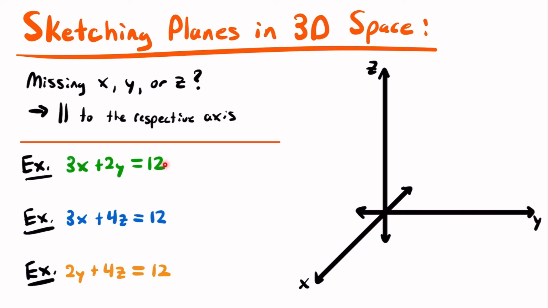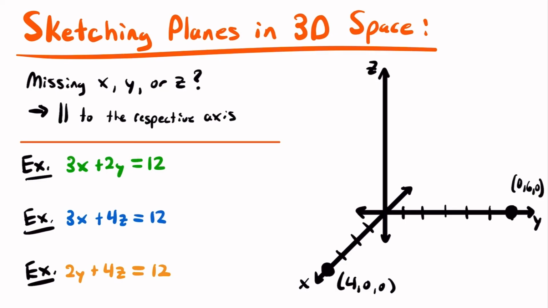For the x-intercept, we have 12 divided by 3, which is 4. So I'm just going to redraw this. 1, 2, 3, 4. That will be the x-intercept. And then the y-intercept will be 12 divided by 2, which is 6. So 1, 2, 3, 4, 5, 6. Right here will be the y-intercept. And let me just quickly label those points. This is (4, 0, 0), and this is (0, 6, 0). And so those are the only two intercepts for this plane, but this plane will be parallel to the z-axis since z is missing here.